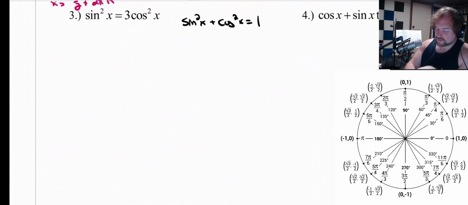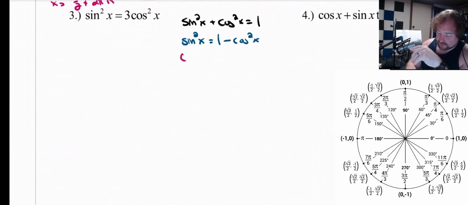If you subtract cosine squared from both sides, it can be easily demonstrated that sine squared is actually equal to 1 minus the cosine squared. And if you were to subtract the sine squared from both sides, you could easily replace the cosine squared with 1 minus the sine squared. These 3 are all kind of the same idea.